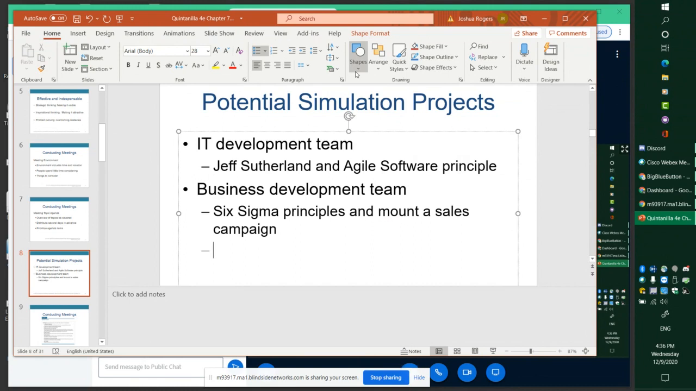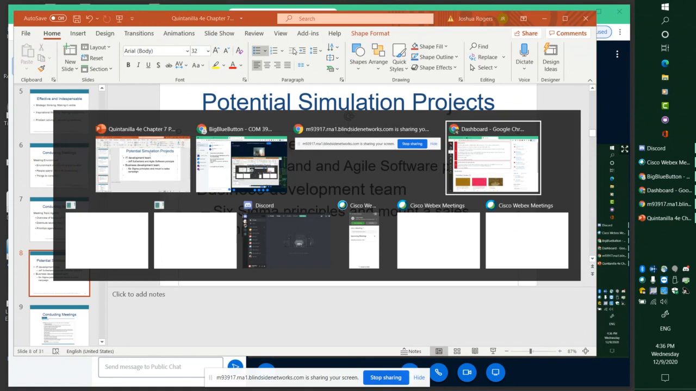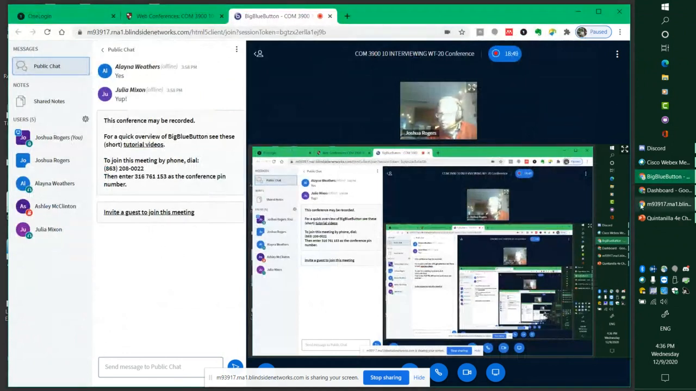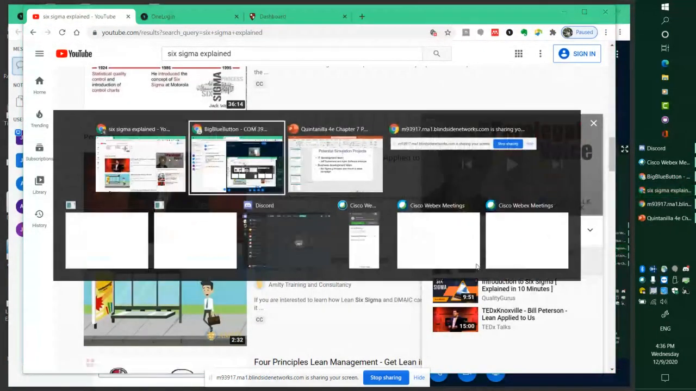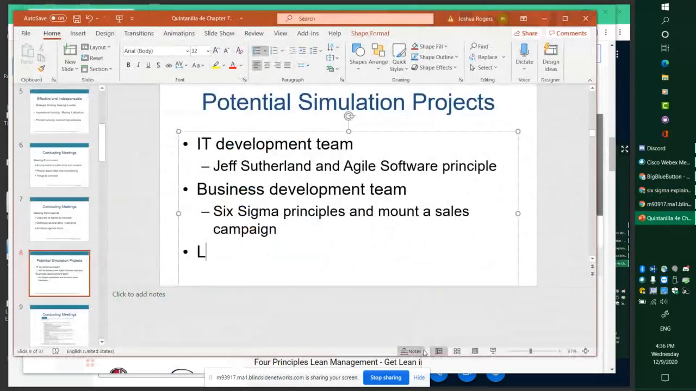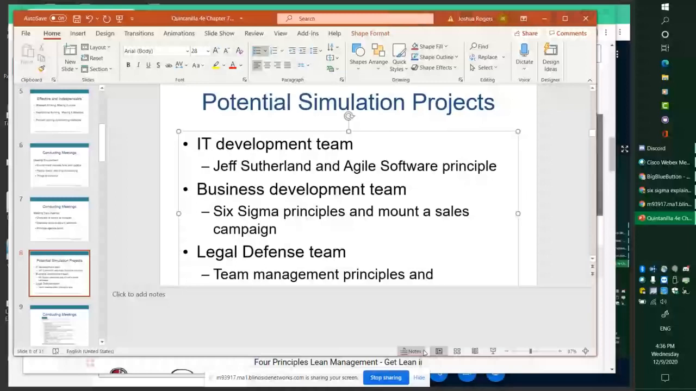Your third one would be a legal defense team, and you're going to follow team management principles and devise a legal defense plan.